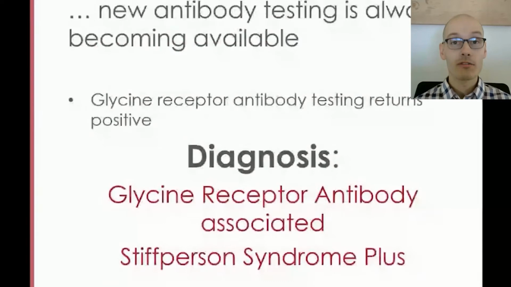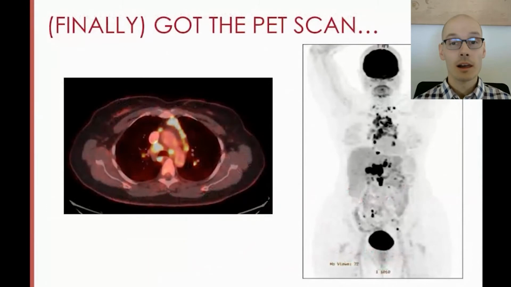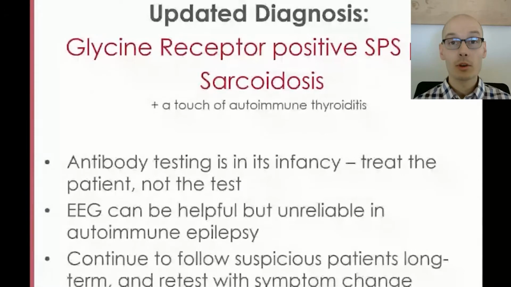However, the field is moving at a blazing pace, like I've mentioned before, and new autoantibodies are always being discovered. So in this case, the diagnosis was glycine receptor antibody-associated stiff person syndrome plus. And as part of our structural imaging, we got a PET scan, which did show hypermetabolism in the kind of central areas there, mediastinal areas, and other places. So autoimmunity, one thing about autoimmunity, it's a big family. It likes to stay together. And in this case, our updated diagnosis was glycine receptor positive stiff person syndrome plus sarcoidosis.